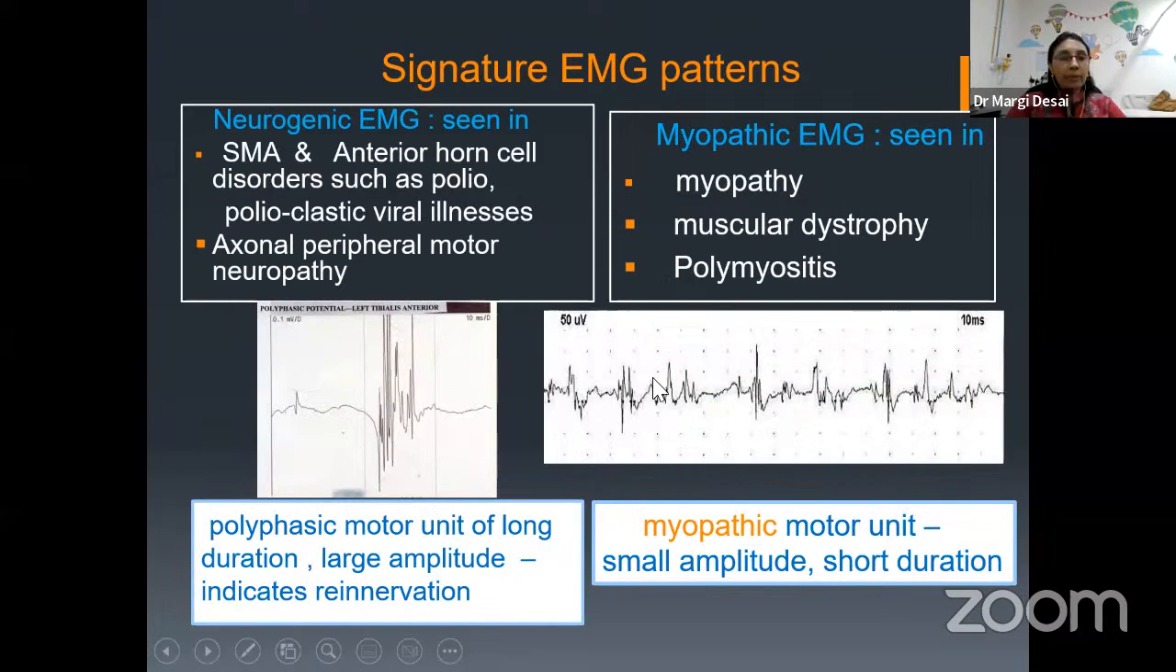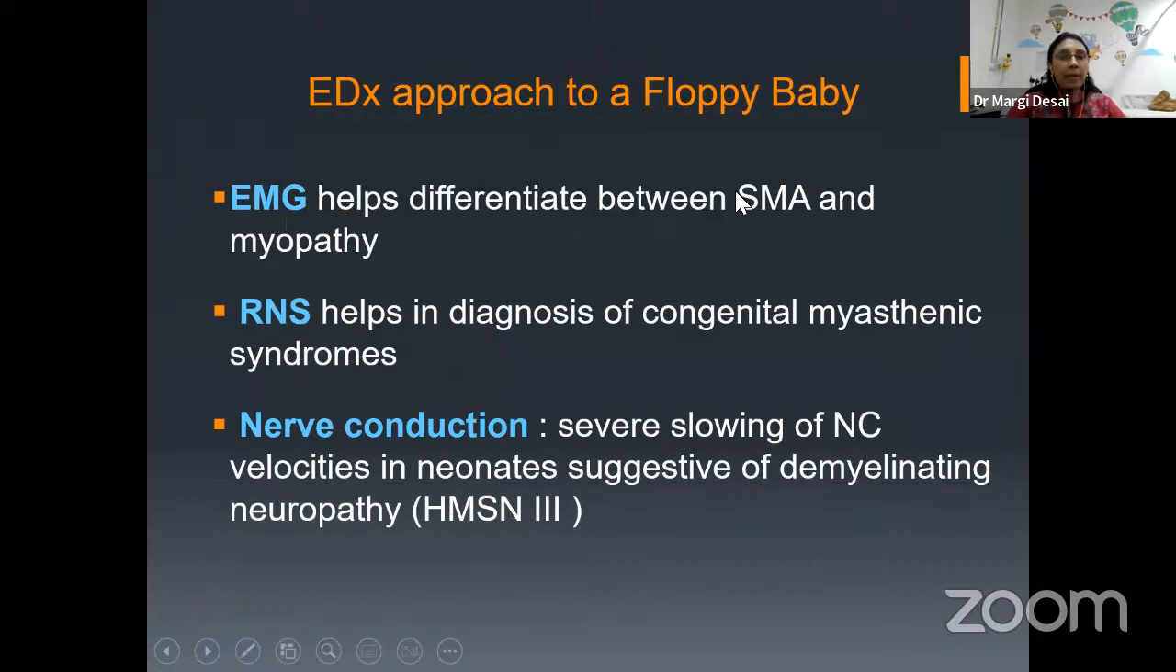Now, if the motor units are very small in amplitude and short in duration, we call them myopathic EMG. These two pictures can only be seen with needle EMG. They cannot be elicited on nerve conduction. A myopathic EMG will tell you that the child has either a myopathy or muscular dystrophy. So EMG helps distinguish between SMA and myopathy. Repetitive nerve stimulation helps in the diagnosis of congenital myasthenic syndrome. And nerve conduction will show slowing of velocity and help in the diagnosis of a severe demyelinating neuropathy such as HMSN type 3.